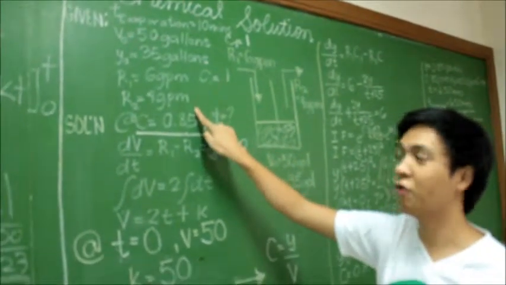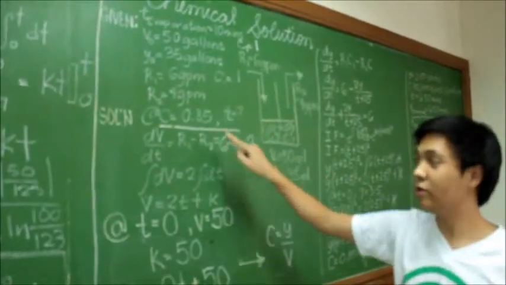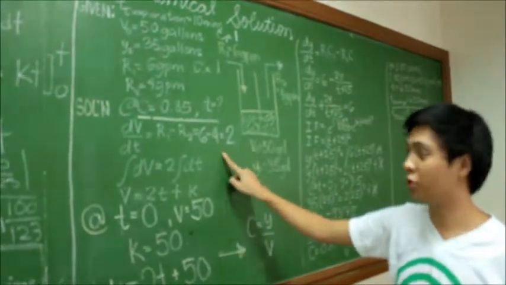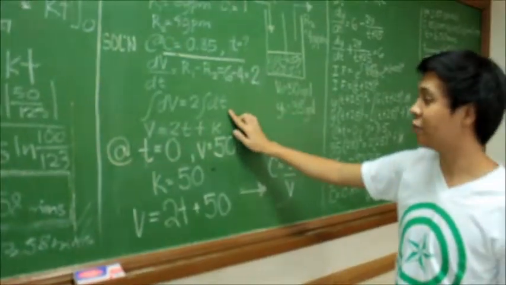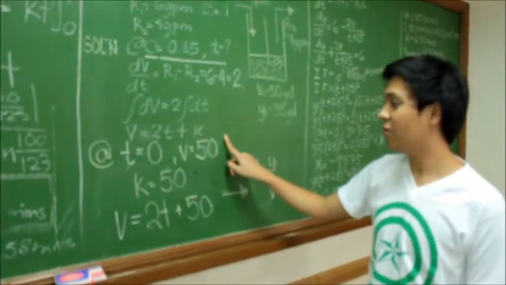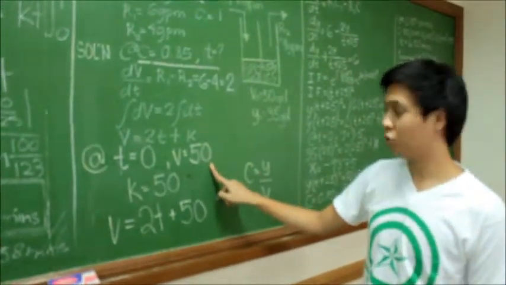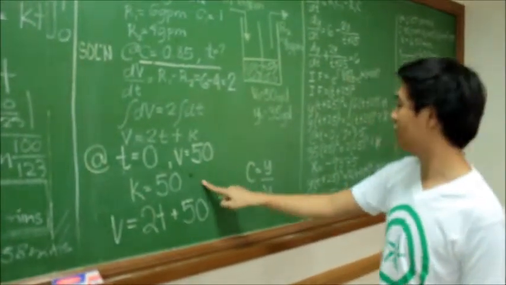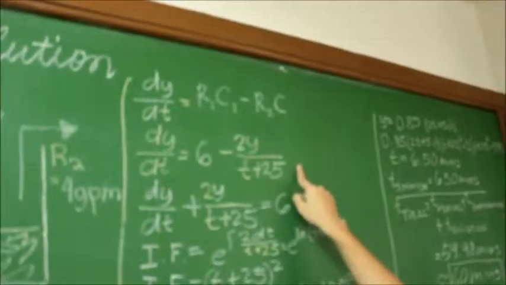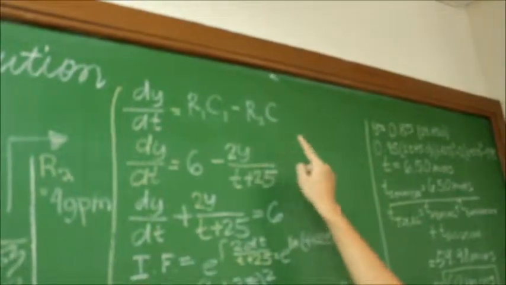R sub 2 is equal to 4 gallons per minute. Since R1 is different from R2, we solve for the rate of change per unit of time, which is 6 minus 4 is equal to 2. Now we integrate, then we get V is equal to 2t plus k. Now to get k, we use at time t equal to 0, V is equal to 50. So we get k is equal to 50. Now we know that c is equal to y over v. Now we use dy over dt is equal to r1 c1 minus r2 c.